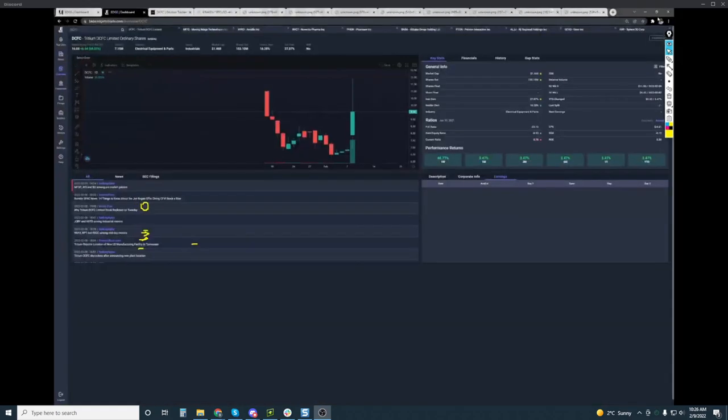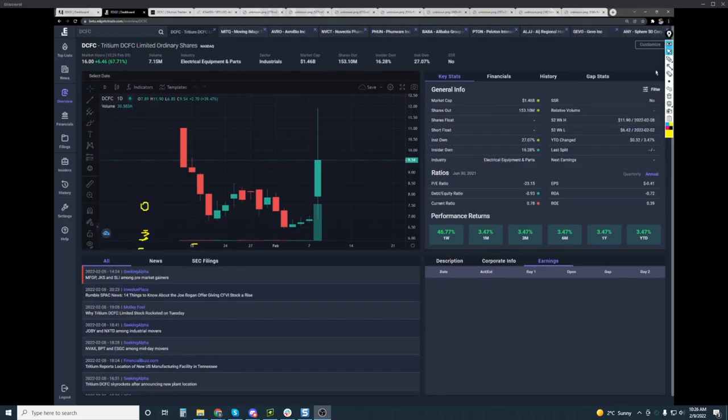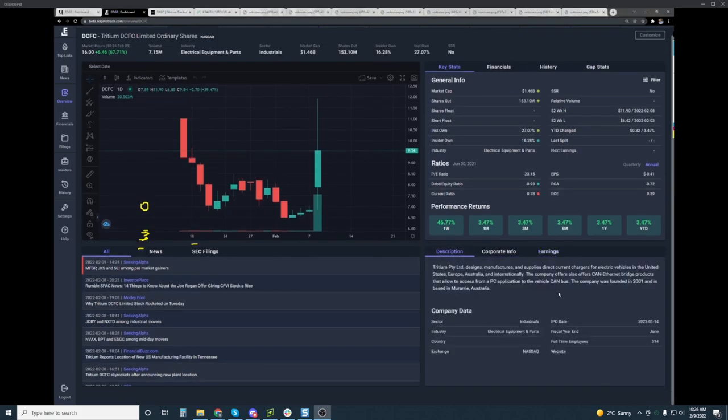So I suggested to go, for example, on ETSUTRADE. This is our app over here. It's a 1.4 billion company. They have a very good description. You can see they're doing the supplies, the red car and charger for electric vehicles, all right? In the United States, Europe, Australia, internationally.